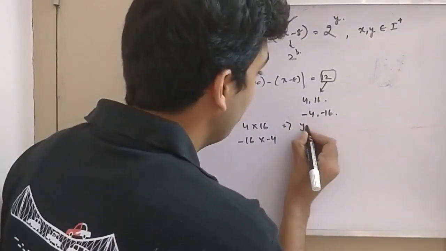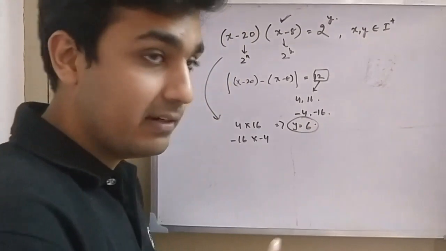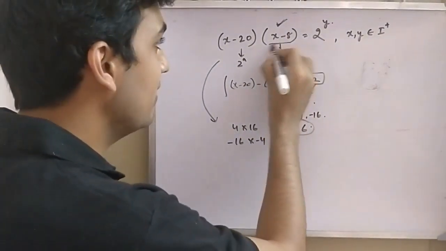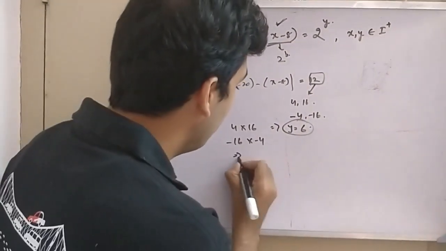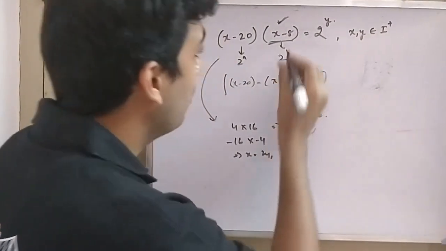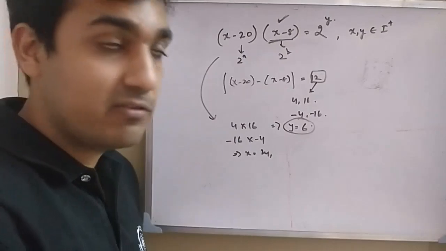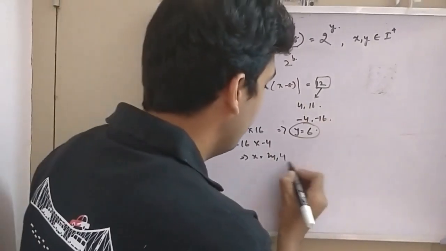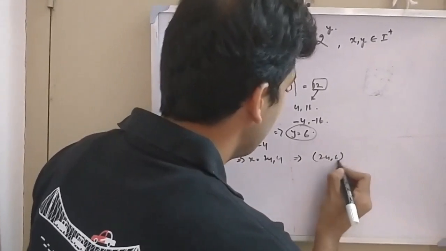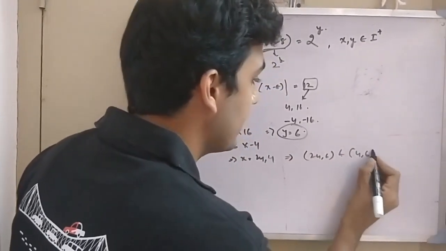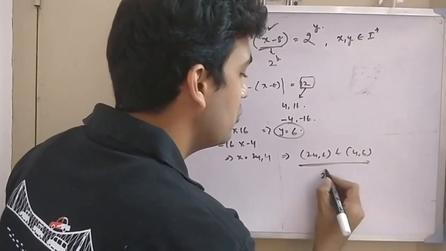So we know y will be equal to 6. Now we have to calculate x. We can directly just put any of the values. So if x minus 8 is 16, x will be equal to 24, or when x minus 8 is equal to minus 4, x will be equal to 8 minus 4, which is 4. So we have two ordered pairs, which are (24, 6) and the second is (4, 6). Hence the final answer is two ordered pairs.